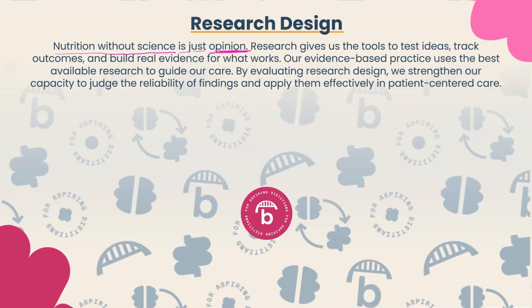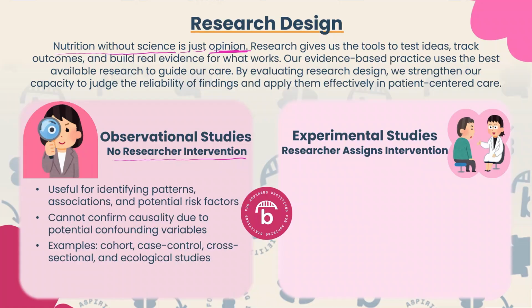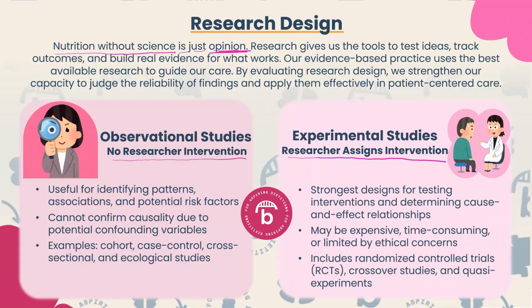And there are two main categories of research design: observational and experimental. Observational studies are when the researcher doesn't intervene at all. They just observe and record what's happening. On the flip side, experimental studies are more like running a clinical trial. Here, the researcher assigns an intervention and watches what happens as a result.